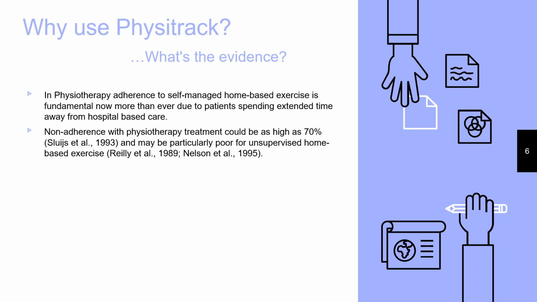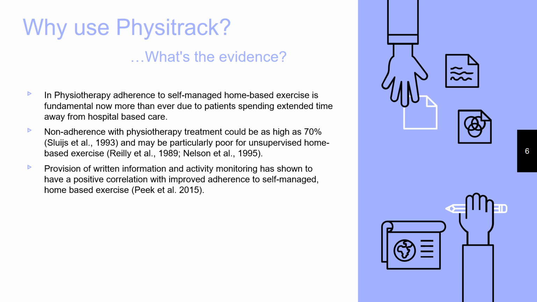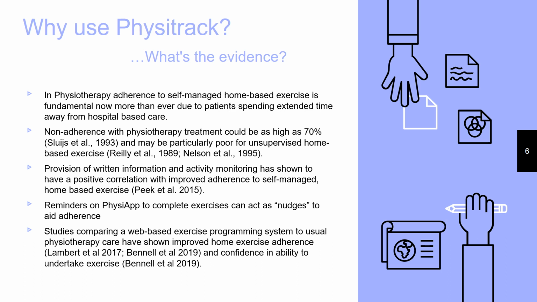Non-adherence to physiotherapy treatment has previously been calculated as high as 70%, and it can be particularly poor for unsupervised home-based exercise. Systematic reviews have shown that written information, i.e. patient handouts, and activity monitoring can positively aid adherence. Reminders on Physiapp to complete patient exercises can act as a useful nudge to aid compliance. And there have been 2 recent studies that have demonstrated increased adherence and increased confidence when completing exercises using a web-based exercise program compared to usual physio care.